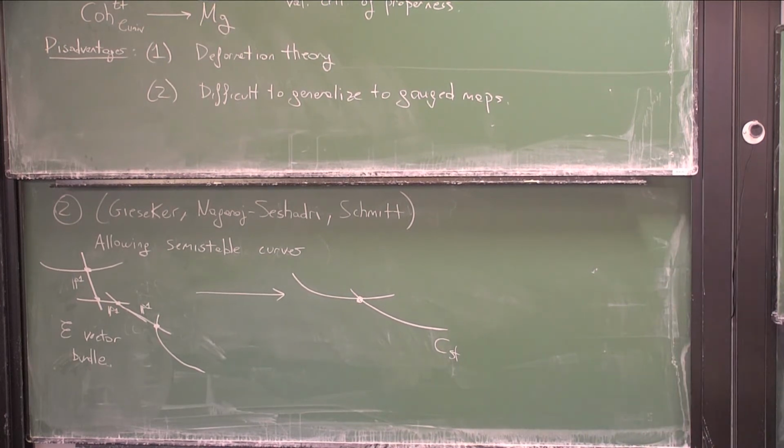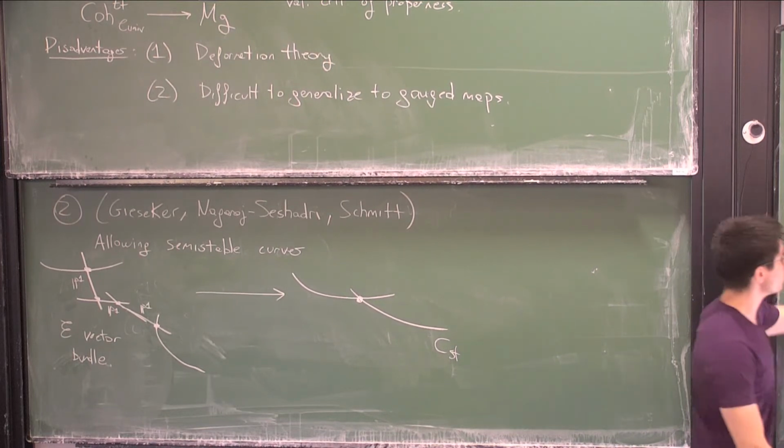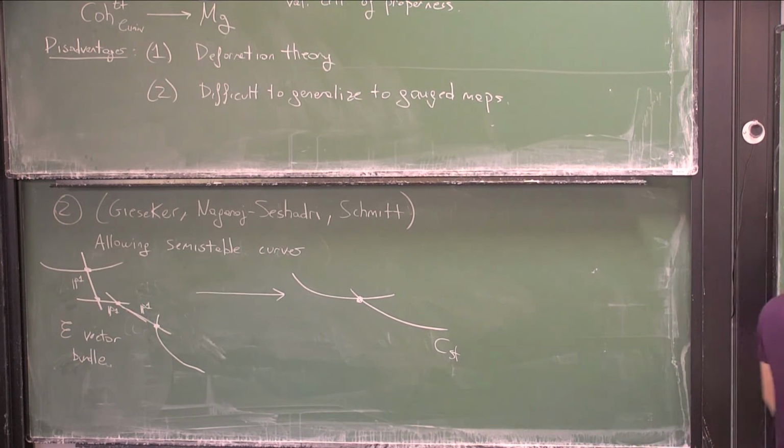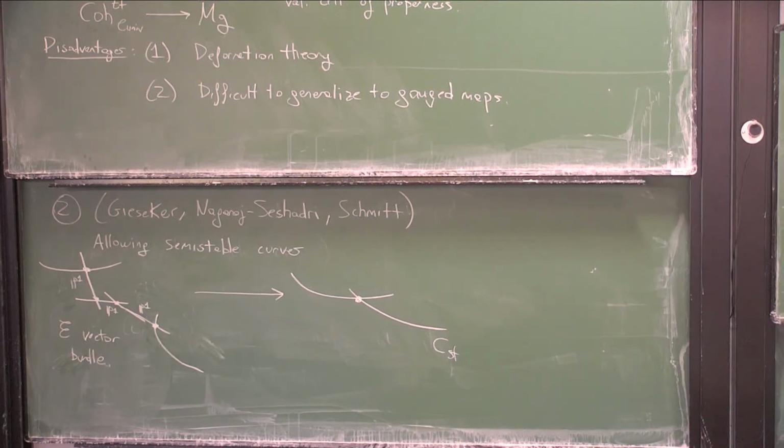So the first condition, and this is the crucial one, this is the insight of Nagarajan and Seshadri: this push forward, where you take your vector bundle on the curve and you push forward to the stabilization, is going to be torsion free.